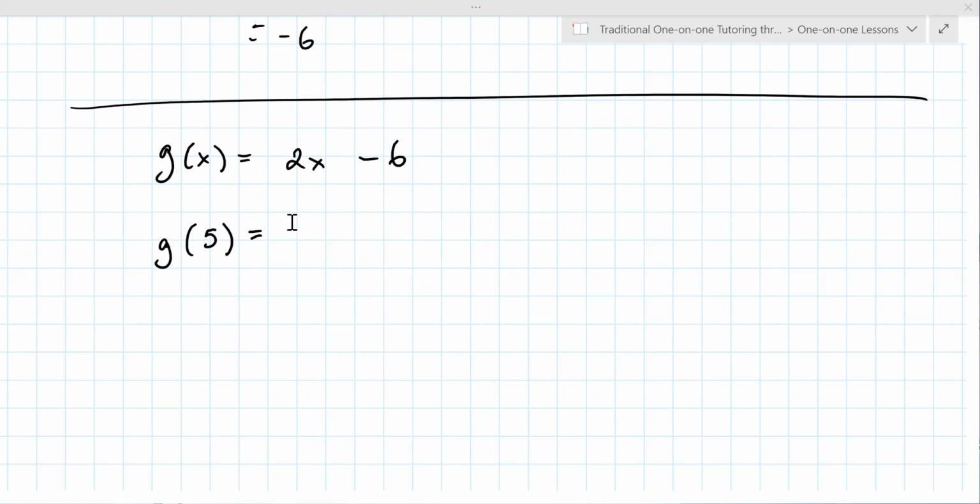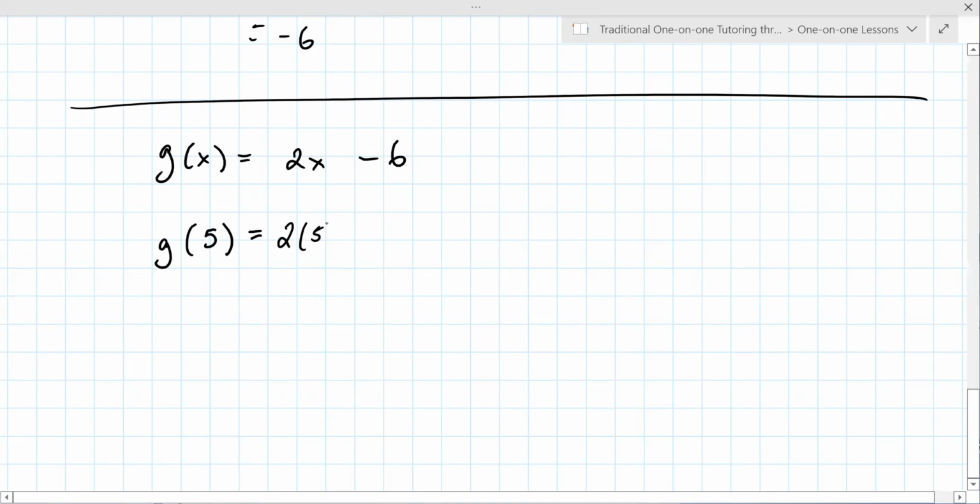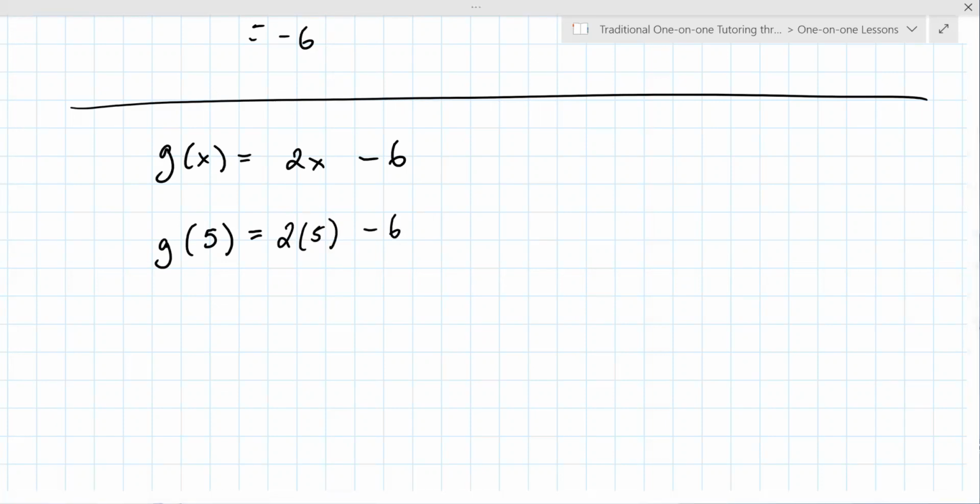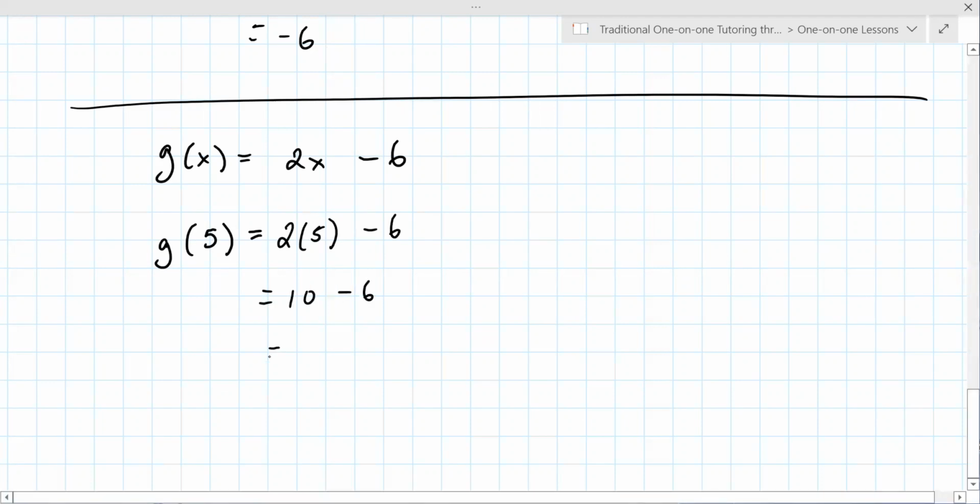You're putting 5 in for x. 2 times 5 minus 6. 2 times 5 is 10, minus 6 is 4. Yes, the final answer is 10 minus 6, which is 4.